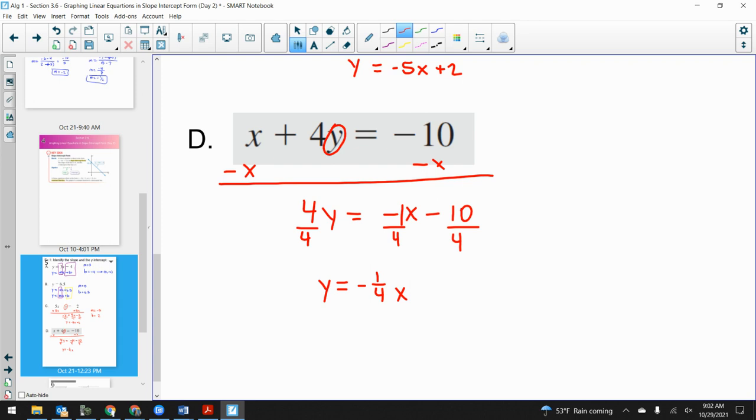And then -10 divided by 4. Now, I said I wanted slope as a fraction, but do I care about my y-intercept? No. That's fine being a decimal. I actually encourage you to do a decimal because it's a little bit easier to tell where it falls on the number line of the y-axis. -10 divided by 4, that's -2.5.